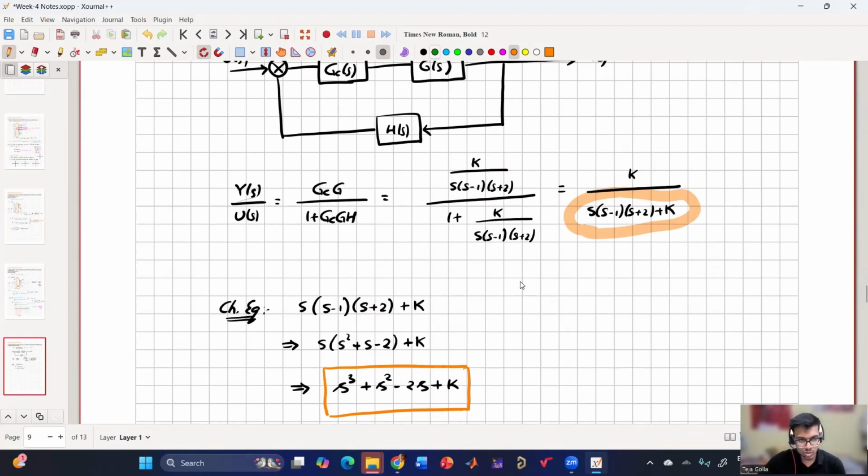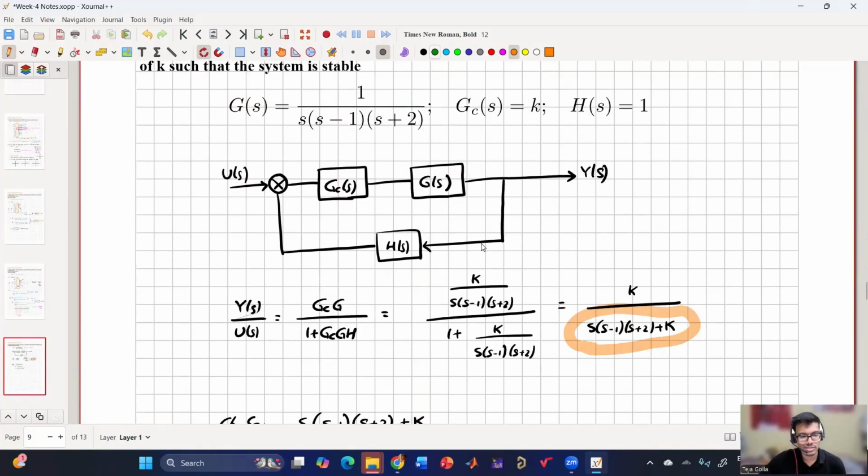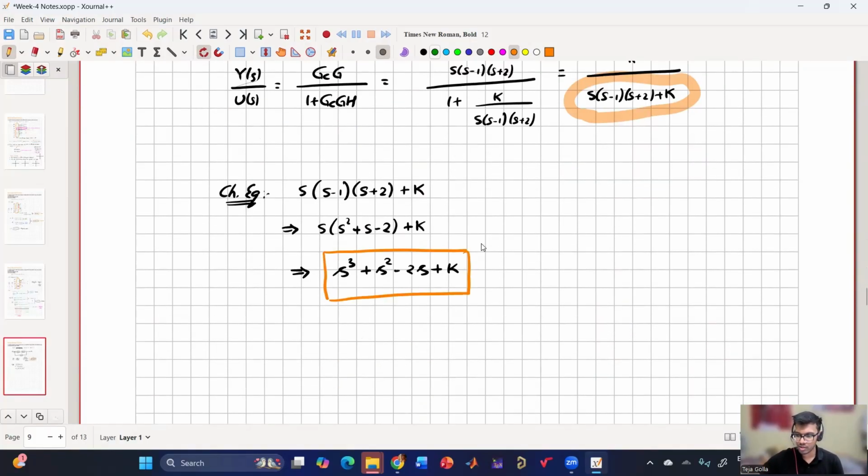So now the question is, find the value of K or the range of K for which the system is stable. So how do you think we can proceed? Or is there any catch? Sir, the criteria is not meeting here. Yes, minus 2. One of the coefficients is negative. So we need not proceed. Yes, very good, very good.